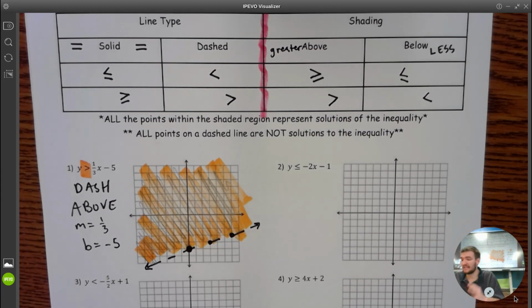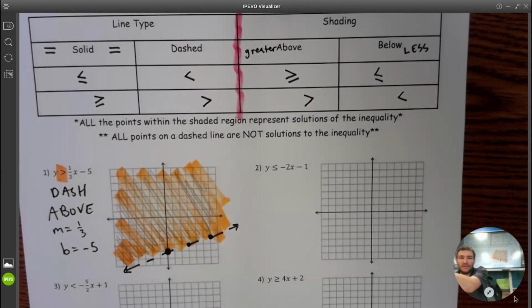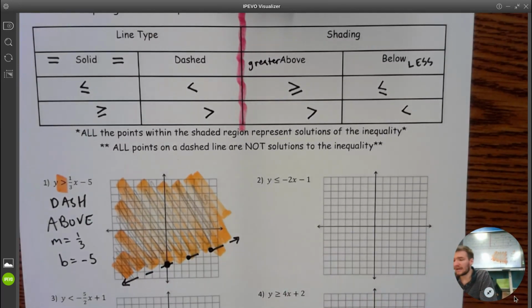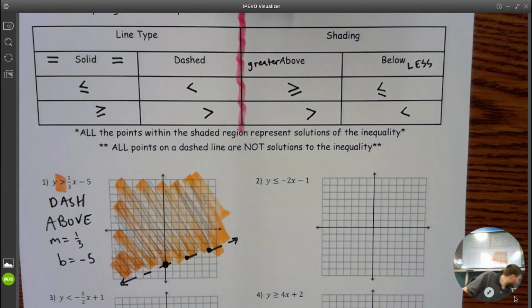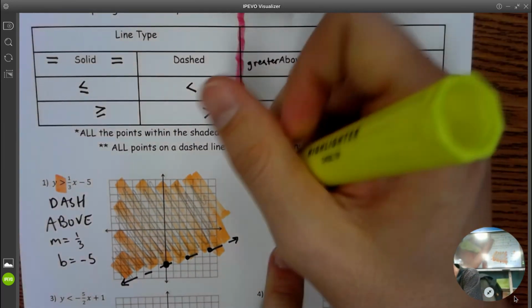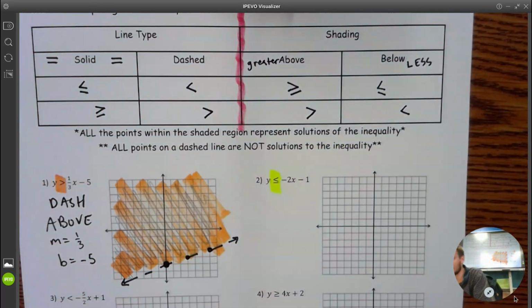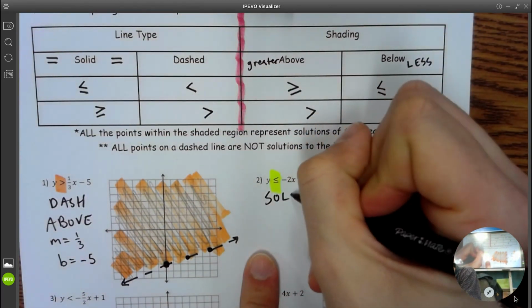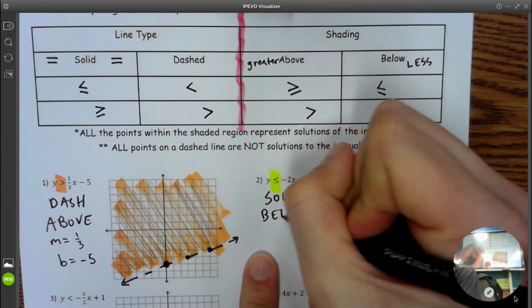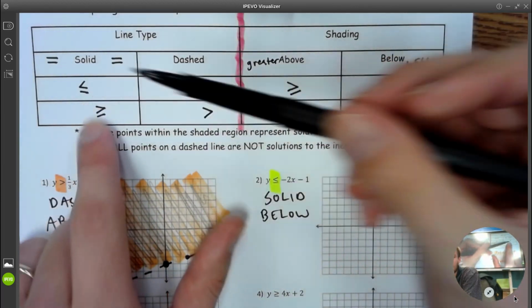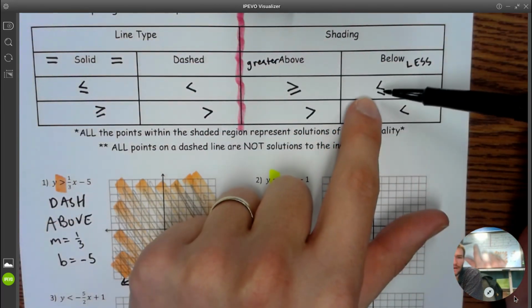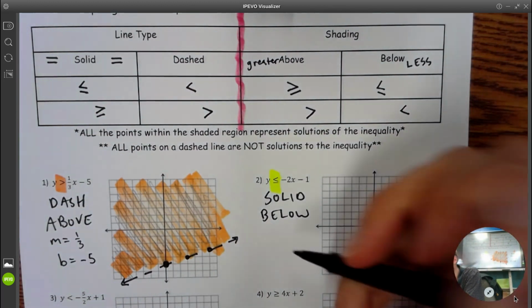We're just going to do 6 quick questions. We've only got 5 more, and we're just going to power through these. So number 2, I'm going to look at this inequality. Let's make this look a little bit nicer. Let's go with yellow. I'm going to look at this symbol right here, which is a less than or equal to. That tells me it's going to be a solid below graph. I'm seeing less than or equal to, so I look right here, solid. I'm seeing less than or equal to, so I look right here, below. It's a solid below graph.